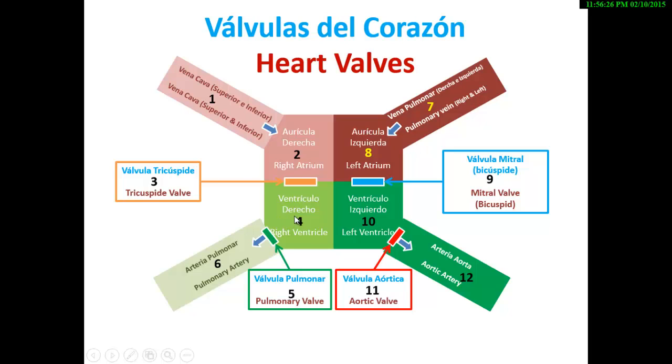And last but not least, we have the valves that go between the ventricles and the arteries. So these are quite simple to remember. This one is the valve that goes between the right ventricle and the artery that goes to the lungs. Therefore, it's called the pulmonary valve. Then we have the valve that goes between the left ventricle and the aortic artery. Therefore, it's called the aortic valve.